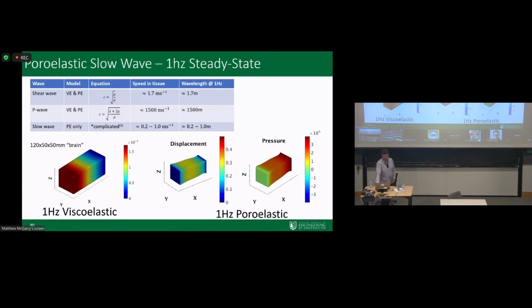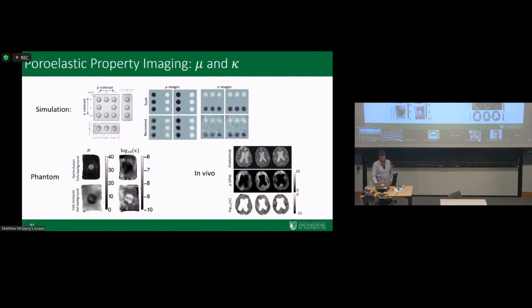But the poroelastic slow wave, on the other hand, is much lower speed. So this is a poroelastic material of the same shape, and you can really see the wave propagation. So we can get an estimate of the wave speed. And the wave speed is a function of both the stiffness and the hydraulic conductivity, so we should better recover that.